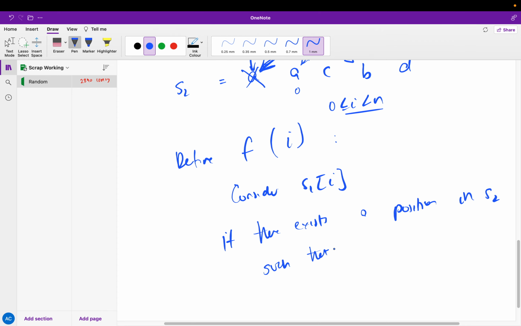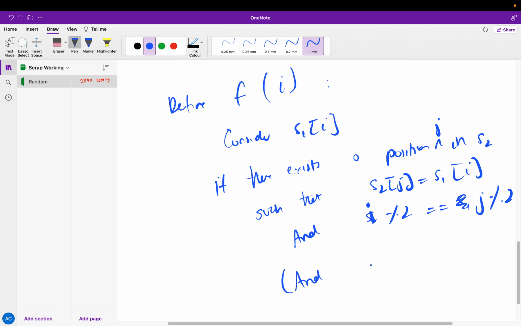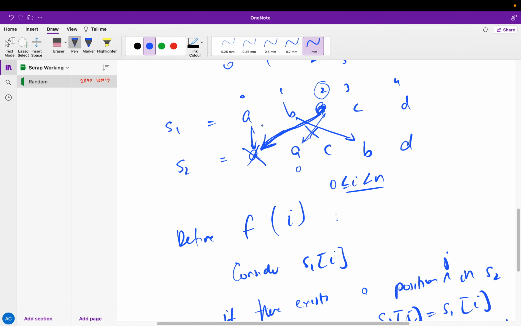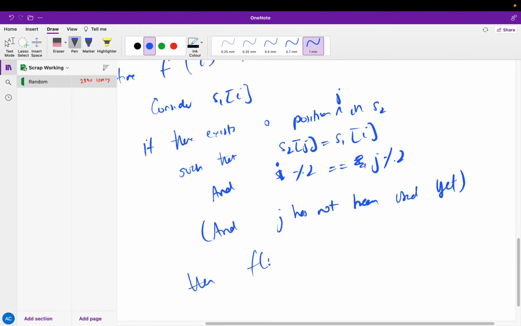such that, we'll call it J, S2 of J is equal to S1 of I, so it's the same letter, and they're both either even or both odd, I mod 2 is equal to J mod 2, and of course the condition that J has not been used yet for a previous one, that's referring to this particular example where this A was already used, so you can't use it again, then f of I equals true.